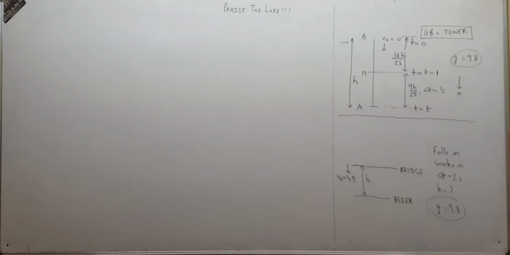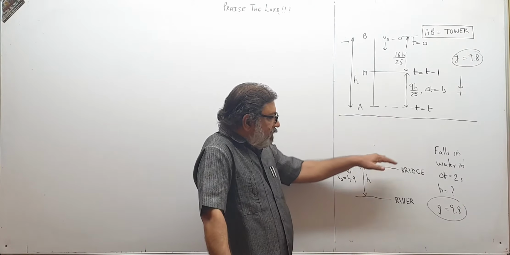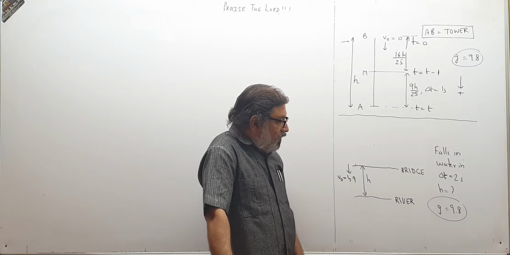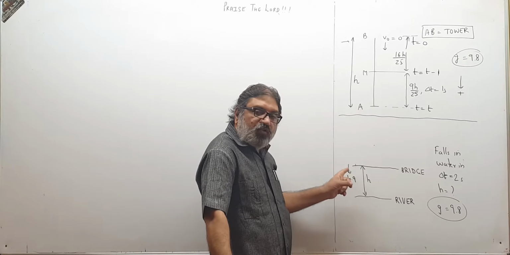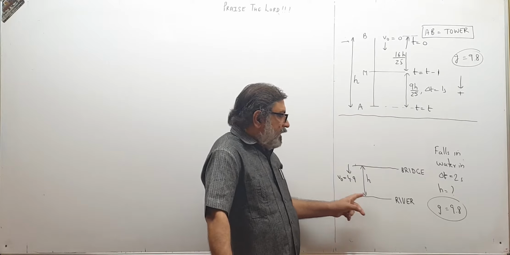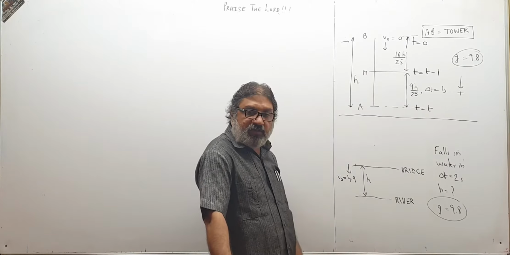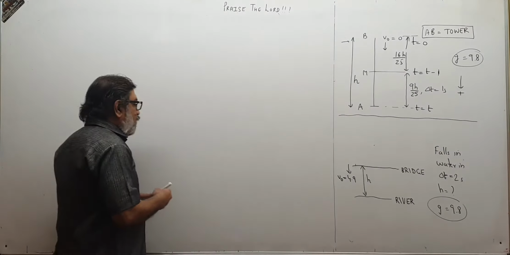Okay, the next sum is there, children. Supposing there is a river over here and there is a bridge at a height h. From the top of the bridge, we are throwing a stone in a downward direction with a speed of 4.9 meter per second. And it is said it falls in water in time 2 seconds. Then what is the height of the bridge? So everything is going down, children.